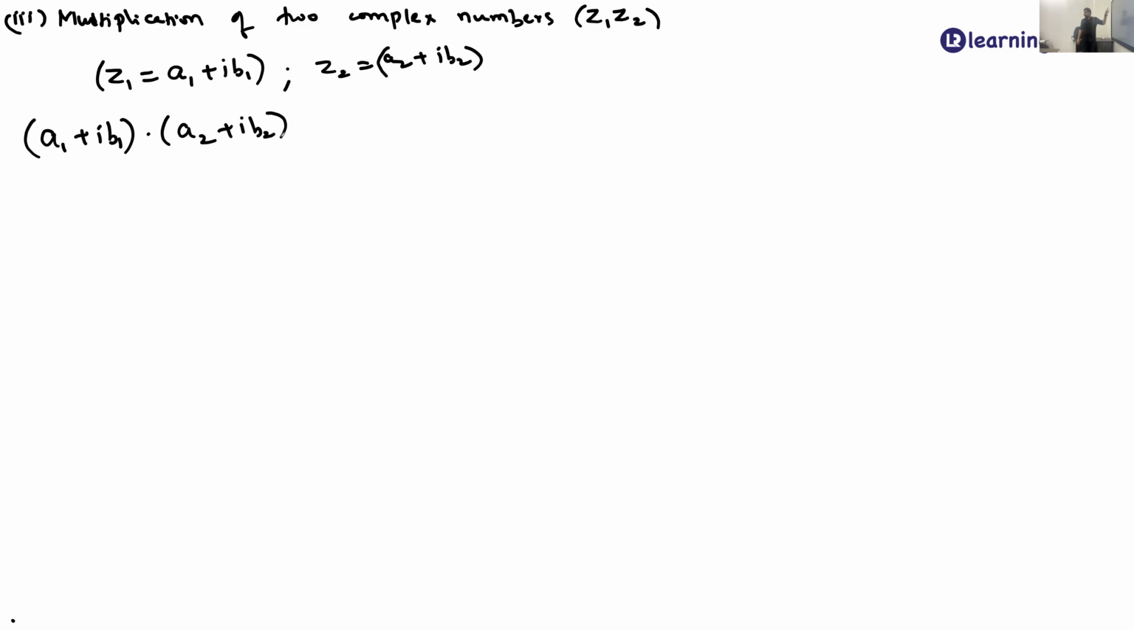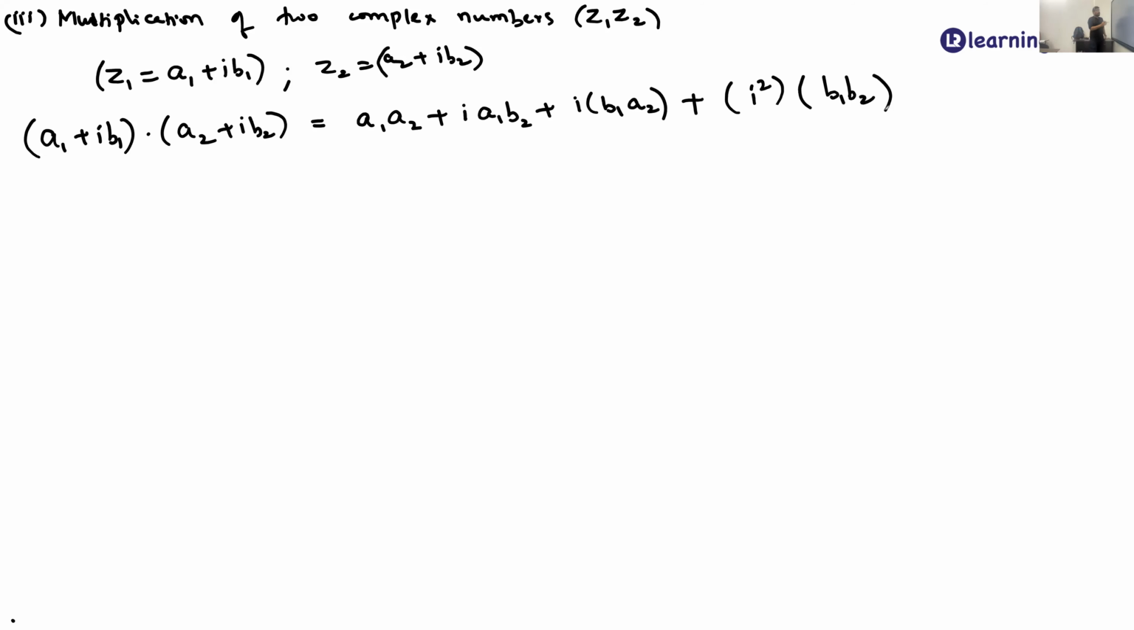You have two terms here, two terms here. When multiplied, you will get four terms. So observe, A1 into A2 is A1 A2, plus I into A1 B2, plus I into B1 A2, plus I into I is going to be I square into B1 B2. Am I clear with this?